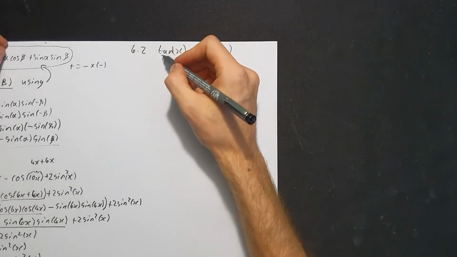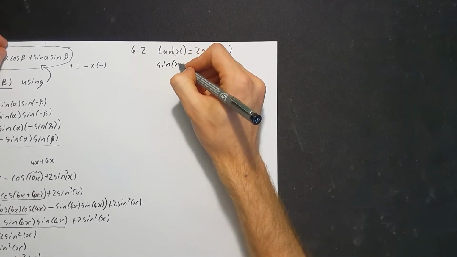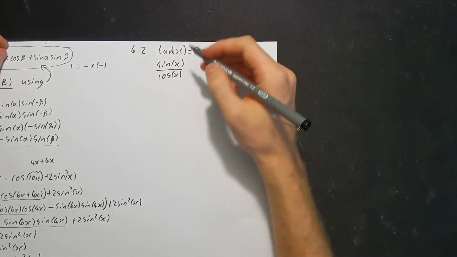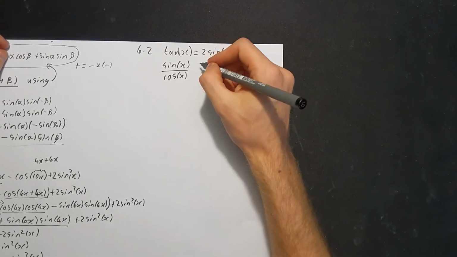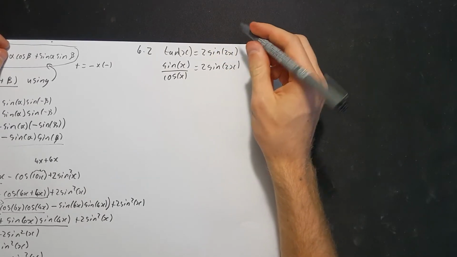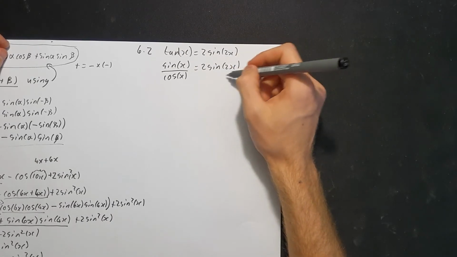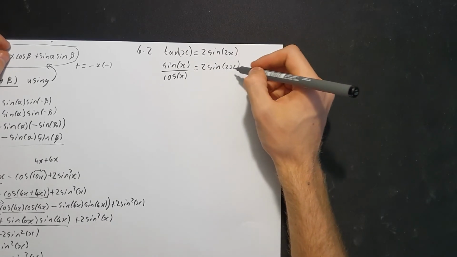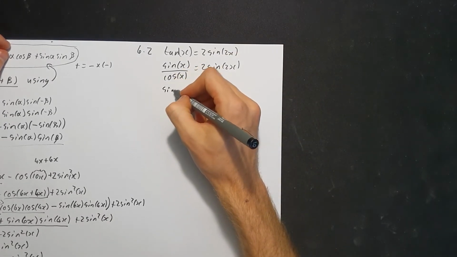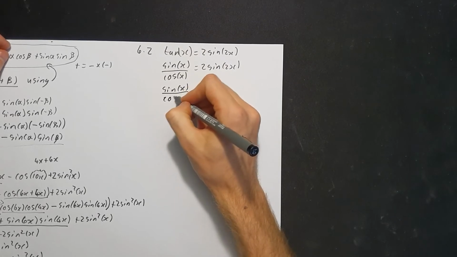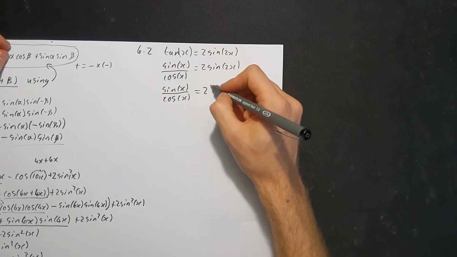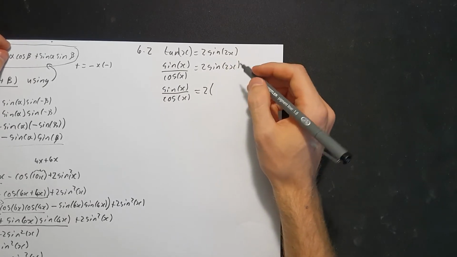So let's simplify. We know that tan can break into sine of x over cos of x. Okay, most of the time if there's a tan, we have to break it up into a sine and a cos of x. That's going to be equal to 2 sine of 2x. Now let's have a look. Does sine of 2x have an identity? And indeed it does. It's a double angle identity. So we have sine of x over cos of x equals 2 times, and then the identity becomes 2 sine x cos x.